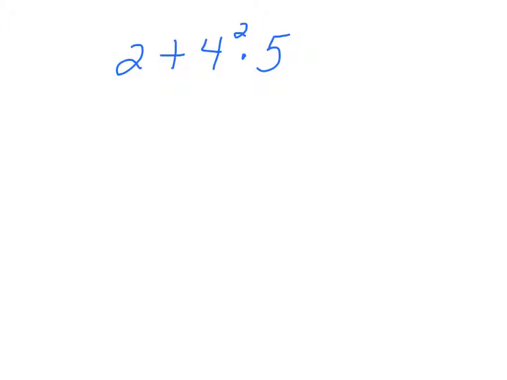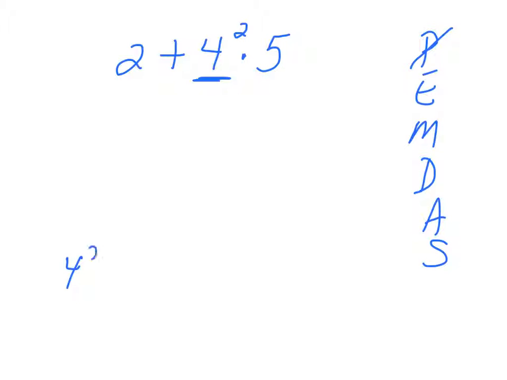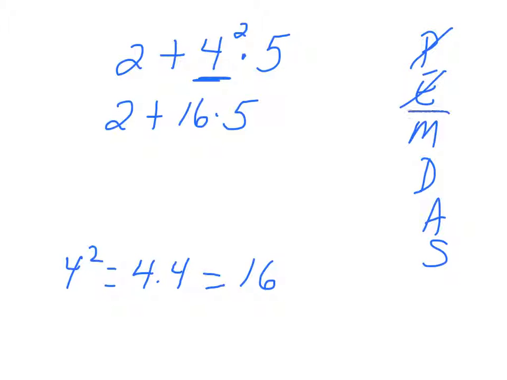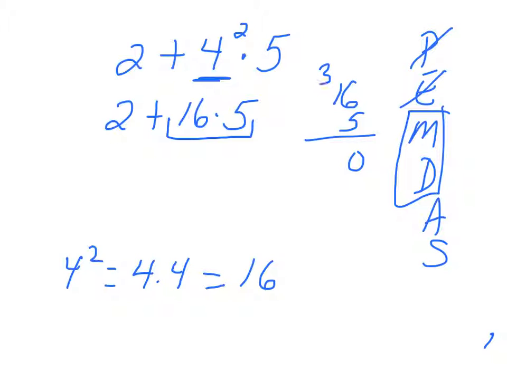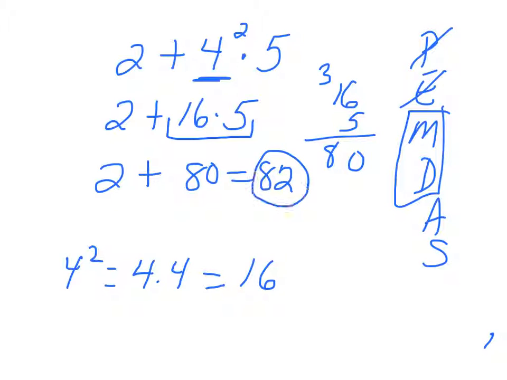All right, PEMDAS. No parentheses here, so we're good with that. We do have exponents, so 4 squared is not 8, it's 4 times 4, and that will give us 16. So we have 2 plus 16 times 5, so I'm done with my exponents. I'm looking for multiplication and division, which means I need to do this. I think I know the answer, but I don't trust myself. So 5 times 6 is 30, and then 5 times 1 is 5, plus 3 is 8. So I have 2 plus 80, and that's a nice, thankfully easy addition. There we go.